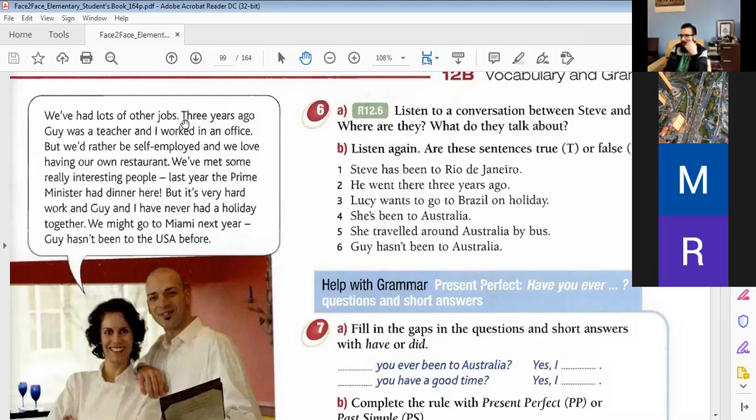So, okay, can you read the beginning? Media, can you start from here, 3 years ago? Okay, 3 years ago, Guy was a teacher and I worked in an office, but we would rather be self-employed and we love having our own restaurant. So what do you think?